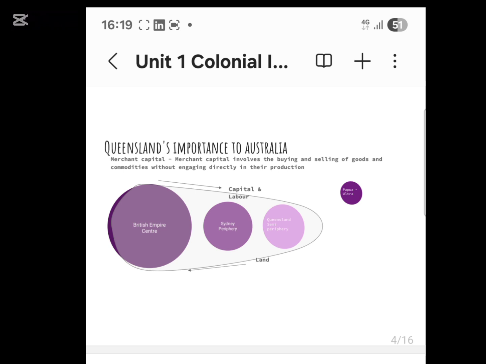I'll give you an example before we talk about Papua. Let's talk about the sugar industry, for example. Queensland is a plantation economy during those times, and Queensland produced sugar and other agricultural products. Britain buys sugar from Queensland, or Australia.